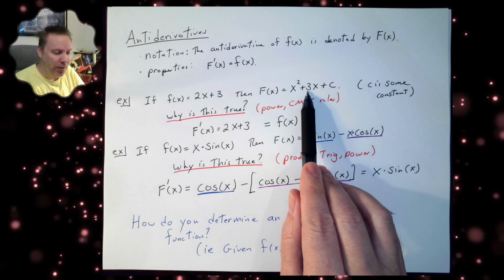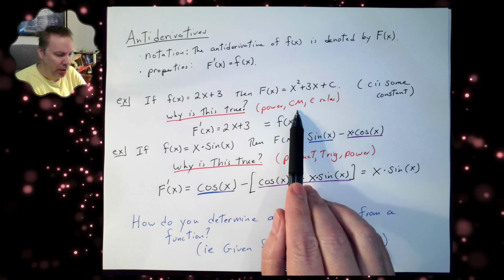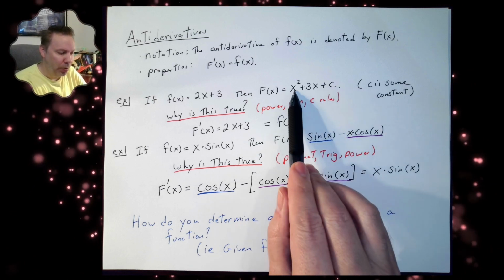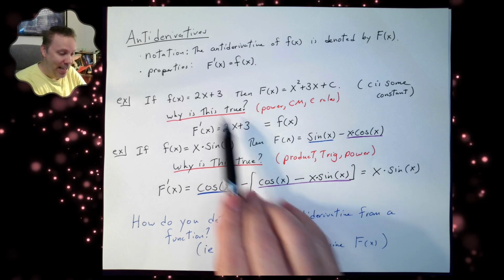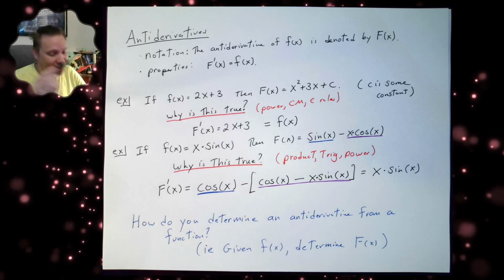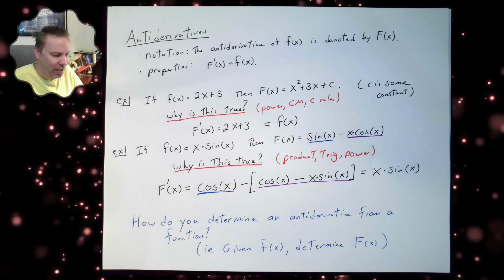If I took the derivative of this, I use a power rule, I use a constant multiplier rule, and I use a constant rule. The derivative of x squared is 2x, the derivative of 3x is 3. And that's the original function that I have. And, well, it's independent of what this last number is, this constant.